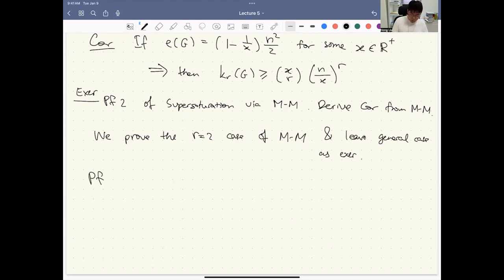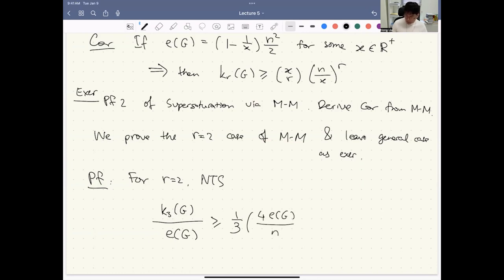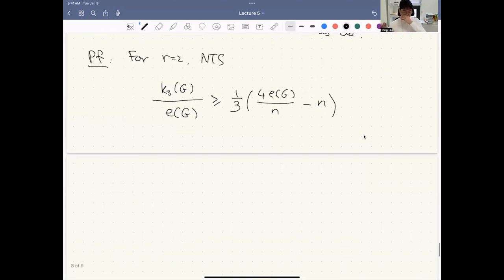So proof. For r equal to 2, we need to show that the number of triangles in G divided by the number of edges, K_2 is the number of edges, so let me write e(G), is at least 1 over 3, that's 1 over r squared minus 1, times (e(G) divided by n minus n). That's what we want to prove. Some strange inequality. Looks a little bit strange. So what we're going to do, the idea is double counting.